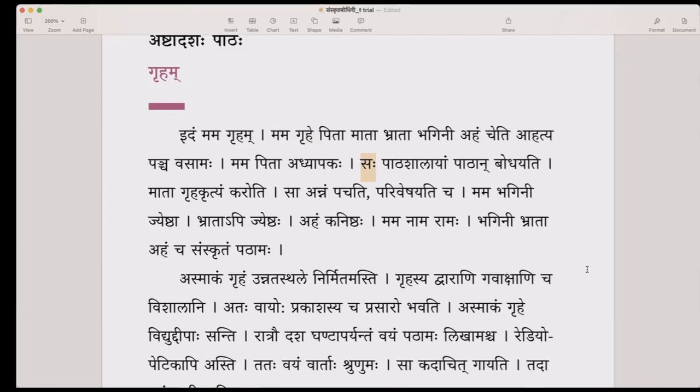Mama pita saha patashalayam patan bodhayati. Patashalayam, in the school. We have to see the patashala. You said in the house is in Saptami Vibhakti. The same vibhakti goes for this also. Patashalayam will be in the seventh case, Saptami Vibhakti.